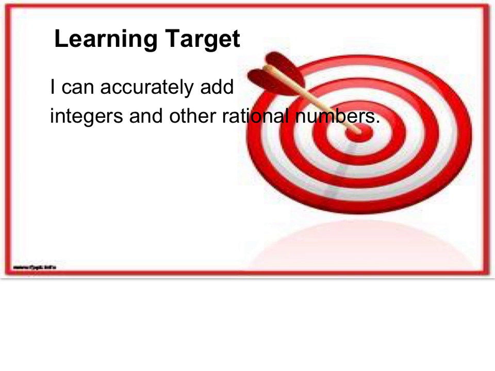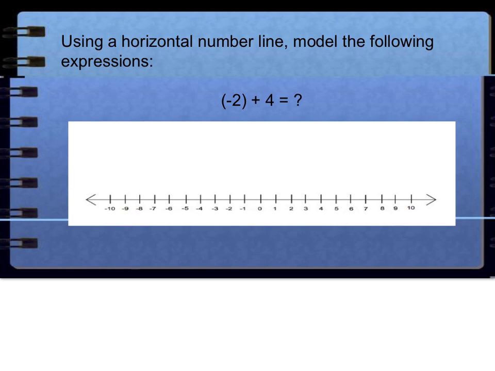Your learning target today is I can accurately add integers and other rational numbers. All right, so we're going to use a horizontal number line to model the following expressions. We're going to use some vectors to do this. So as a review, we always start at 0. And our first vector is a negative 2. So the 2 tells us how many spaces, and the negative tells us what direction.